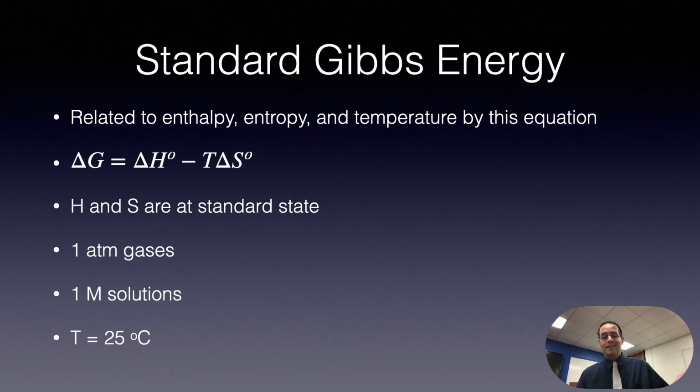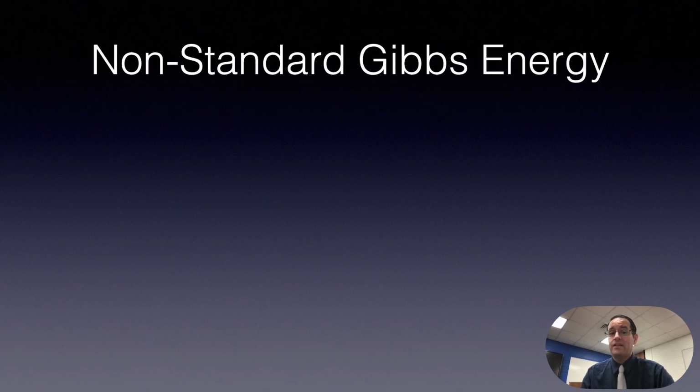But that's highly unlikely. I mean, how many times do we do a reaction exactly at 1 molar and 1 atmosphere pressure and exactly at this temperature? That's a pretty warm temperature too. So our lab isn't set up to do this. The temperature fluctuates and so on. So this is where we have the non-standard Gibbs energy.